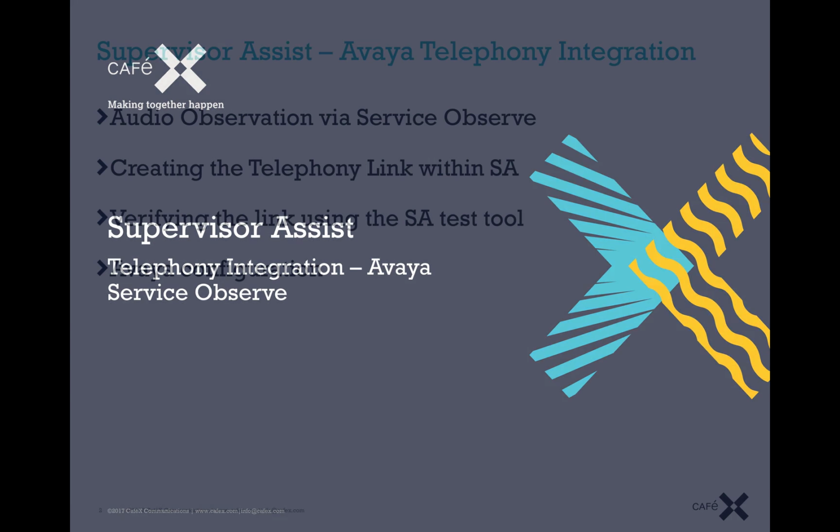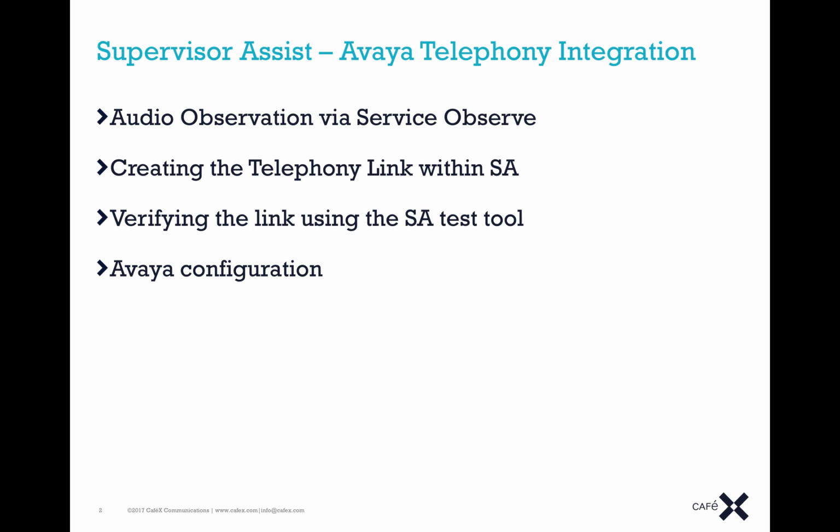The installation and initial setup of Supervisor Assist has already been covered in another video, so we're going to build on that here and show how to set up a telephony link between SA and the AES, which will allow Supervisor Assist to get the status of each device it's monitoring and also to observe the audio once it's in a call. An important point to note before we go on is that the required APIs for audio monitoring are only available in AES version 6.1 and onwards.